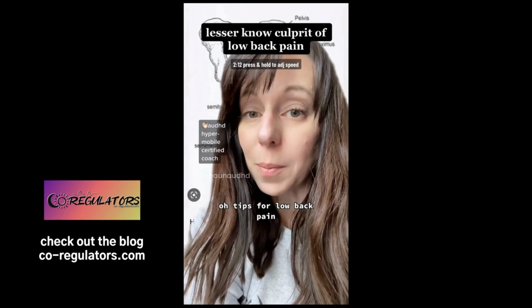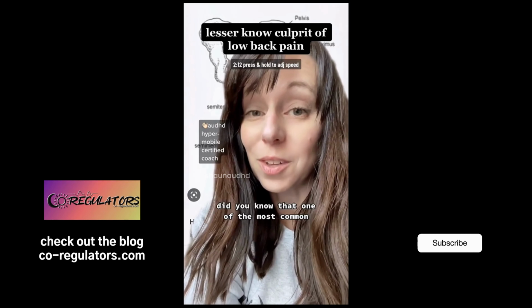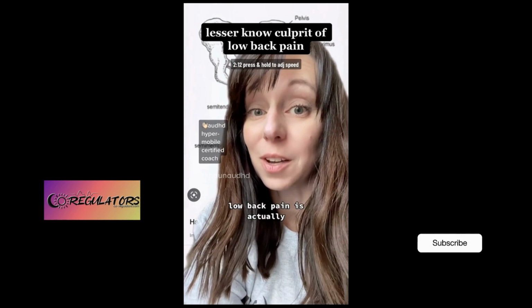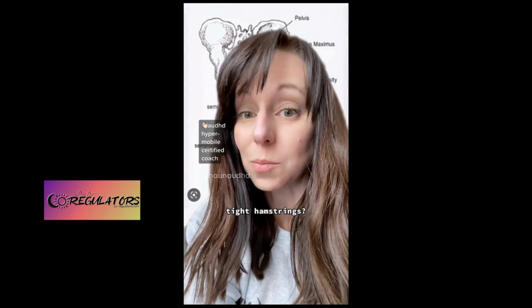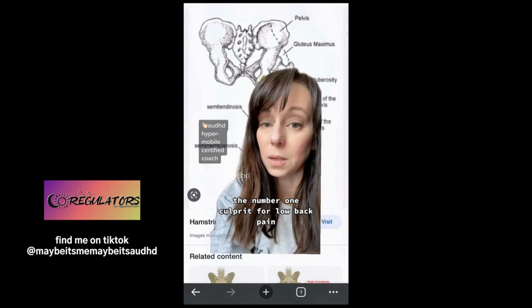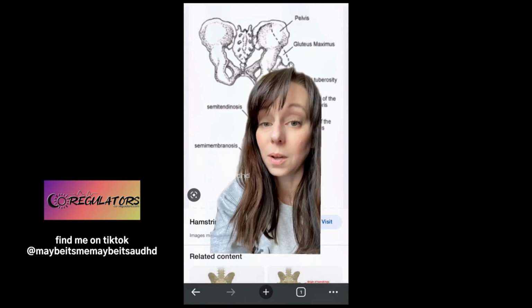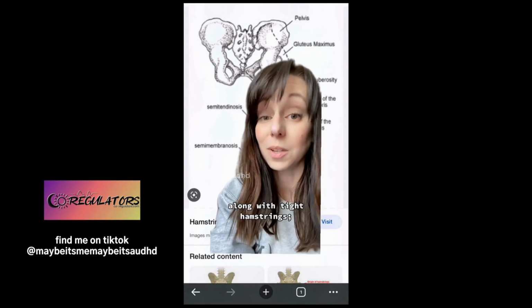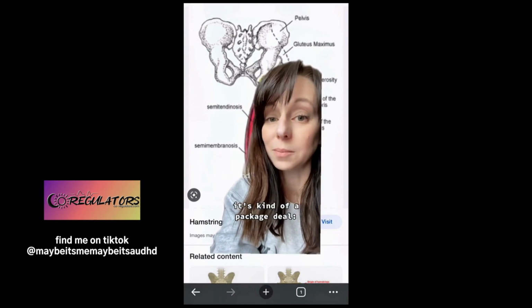Oh, tips for low back pain, I've got you. Did you know that one of the most common things that contributes to chronic low back pain is actually tight hamstrings? The number one culprit for low back pain is a weak core, but usually a weak core also comes along with tight hamstrings. It's kind of a package deal.